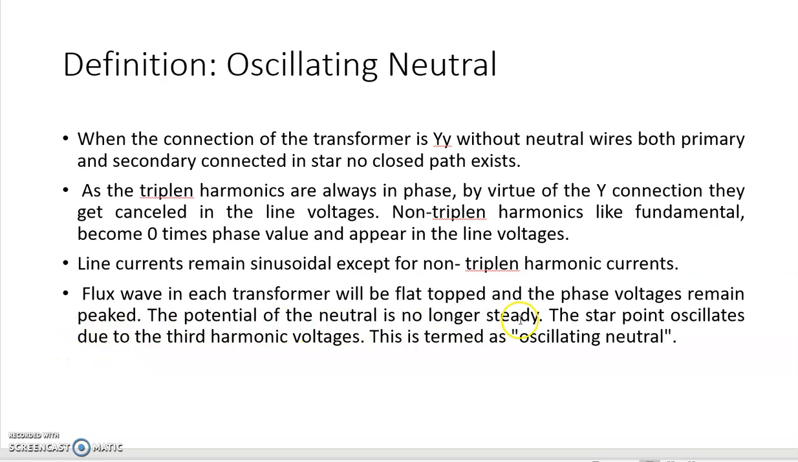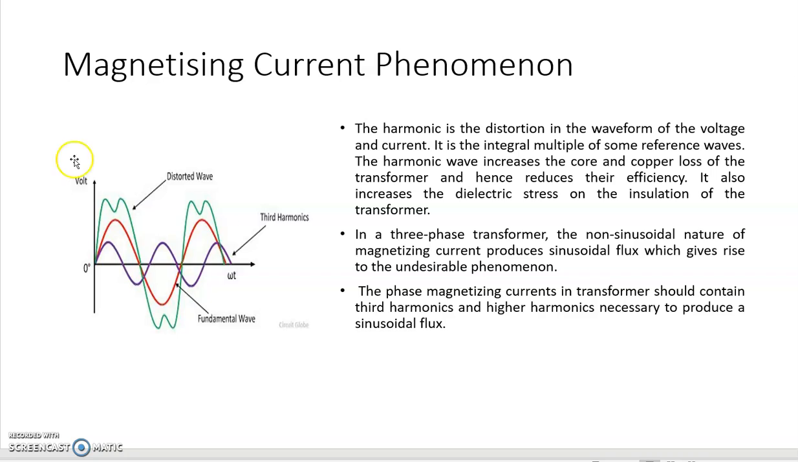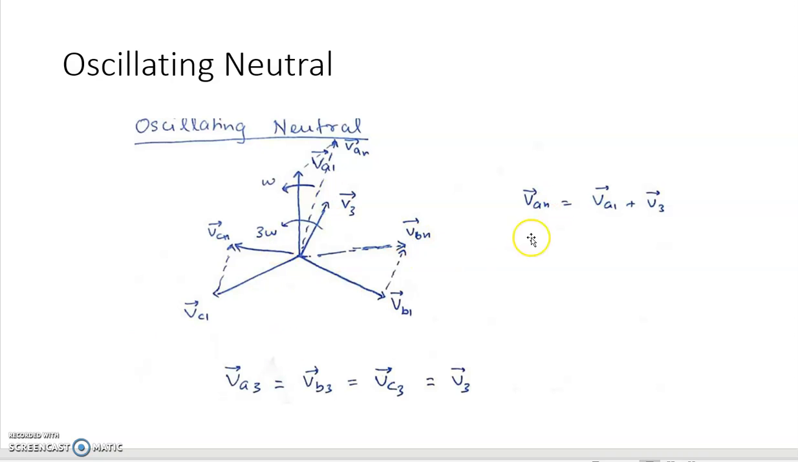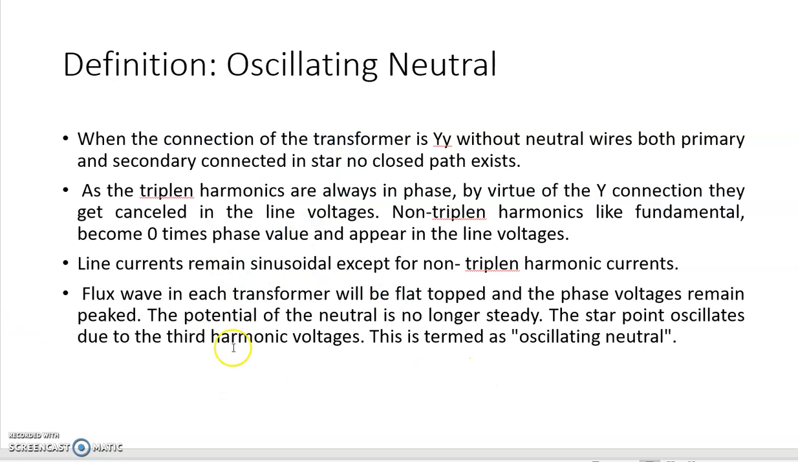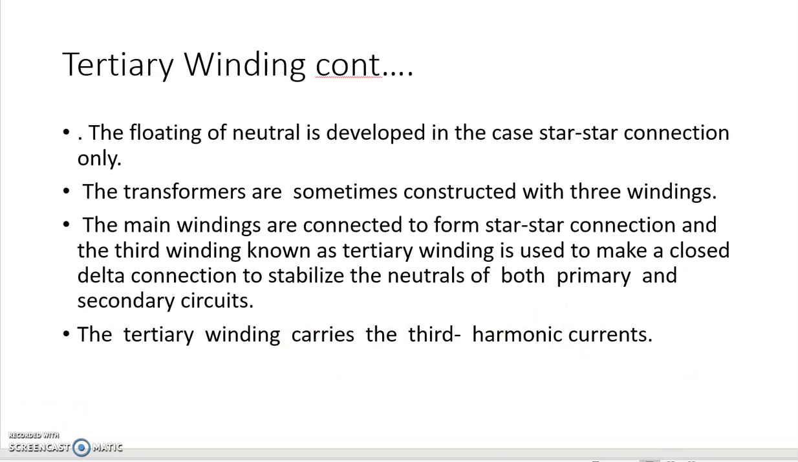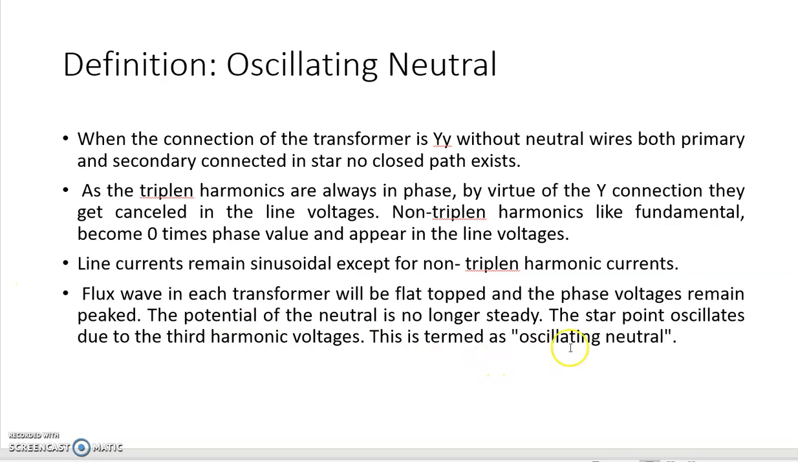The potential of the neutral is no longer steady. The star point oscillates due to third harmonic voltages, and this is called oscillating neutral. We have talked about the flat top, and in this slide we have talked about these third harmonics. Now we are talking about the star-star connection, where there is no grounding point, so we need to circulate the current. We need a third winding, the tertiary winding, to carry this third order harmonic current. The star point oscillates due to third harmonic voltages as there is no neutral point. This is called oscillating neutral.